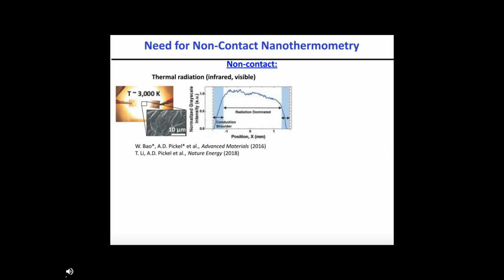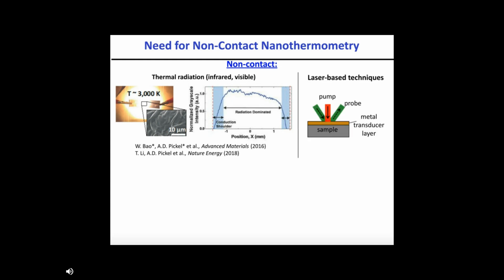And you can do a bit better by going to high temperatures, which is something that I've done along with some collaborators previously. But even at 3000 Kelvin, your spatial resolution is still limited to about a micron. And so you just cannot get the resolution that you need in order to measure nanoscale hotspots.